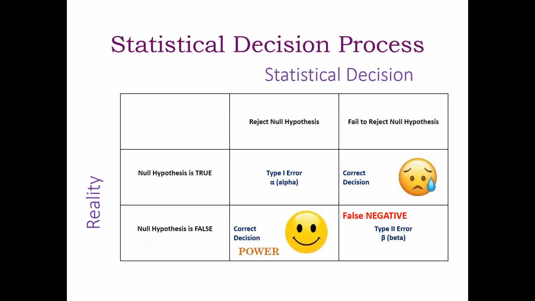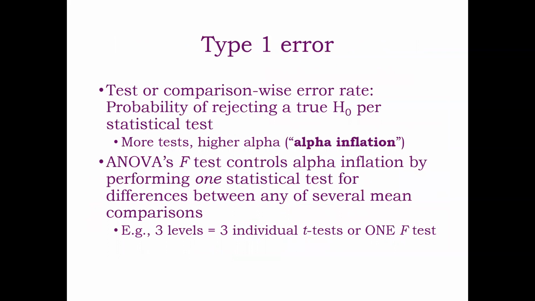Okay, remember what a type 1 error is, right? That's when you reject a null hypothesis that is actually true. And if there's only 1 test, the probability of committing this type 1 error is just equal to alpha, which in general is 0.05. Okay? So your alpha level is the probability of rejecting a true null hypothesis in 1 test. But the more tests you have, the higher that real alpha is. This is called alpha inflation.